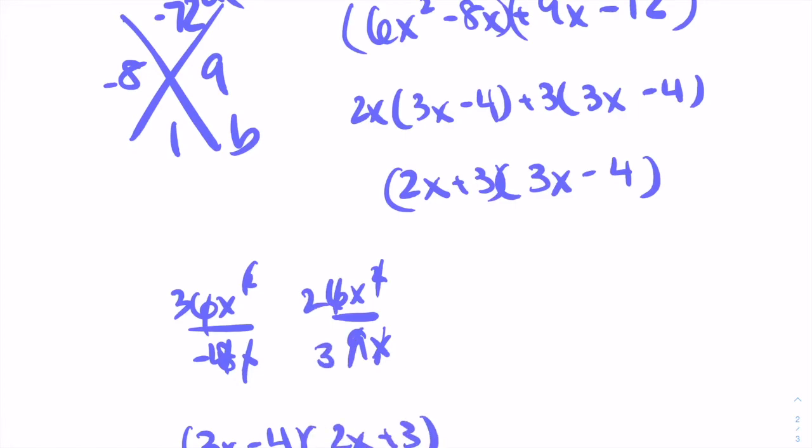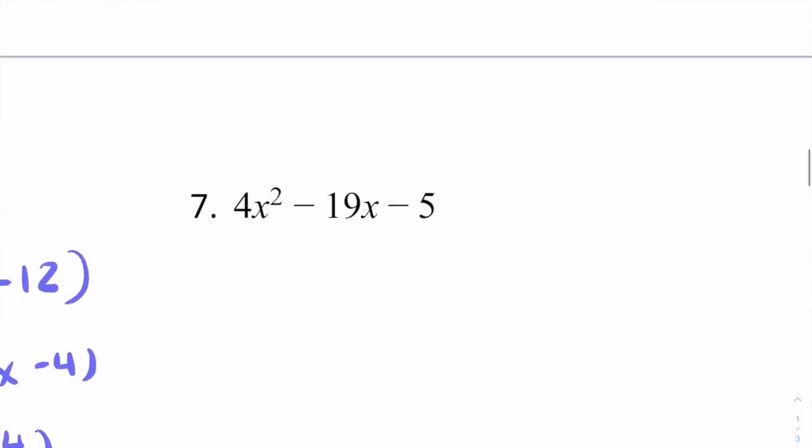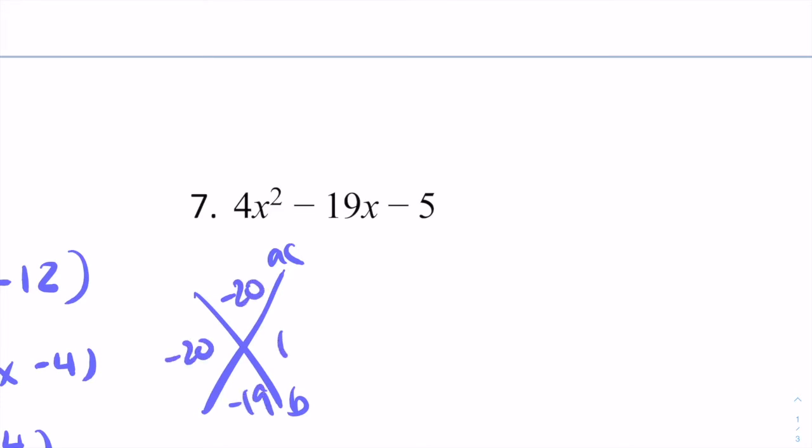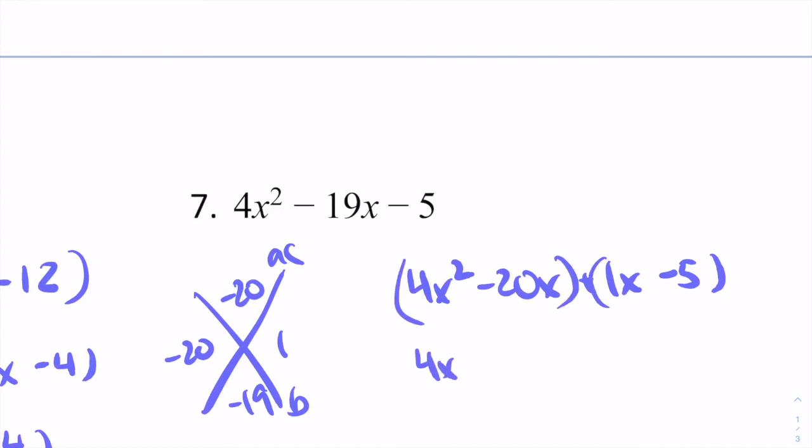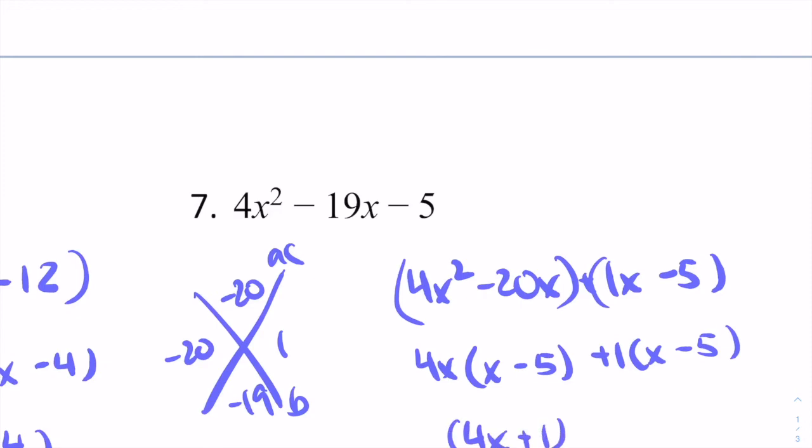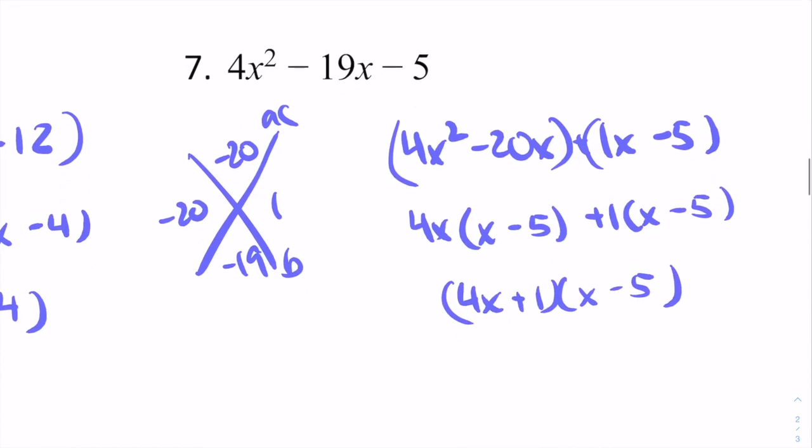Okay, last but not least, X marks the spot. You have a, c, b, negative 20, negative 19, negative 20, positive 1. 4x squared minus 20x plus 1x minus 5. Factor by grouping. I could take out a 4x from the first, so I get x minus 5. Take out just 1, I can't take anything else out, so you get 4x plus 1, x minus 5. Okay?